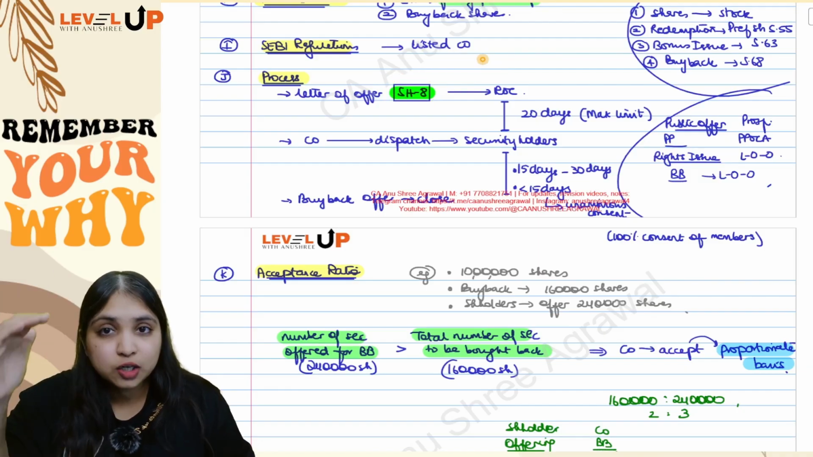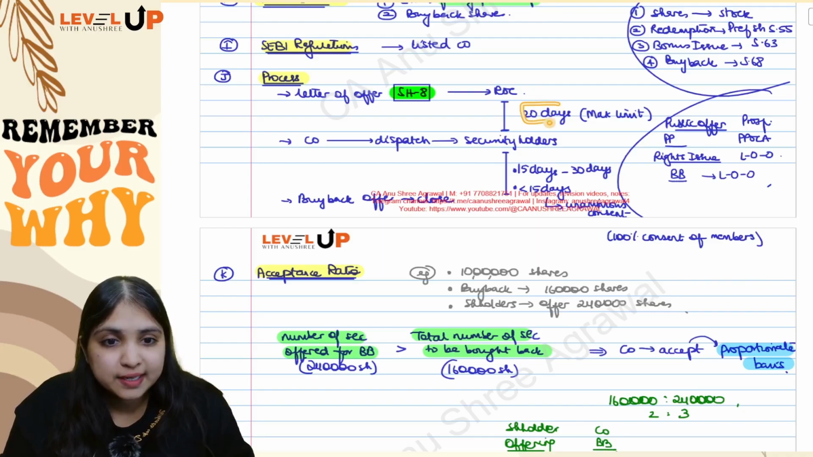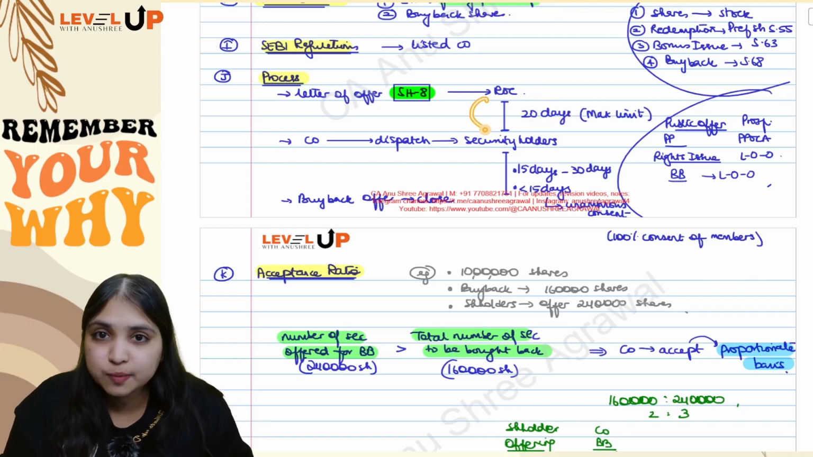Okay, now from that date, the clock will start ticking. Within 20 days itself, the company has to dispatch the letter of offer to shareholders. Remember, this 20 days is the maximum time limit. Within 20 days itself, it has to be dispatched to the security holders. Once it is dispatched to the security holders, the buyback offer period will open. It will remain open for a certain period.